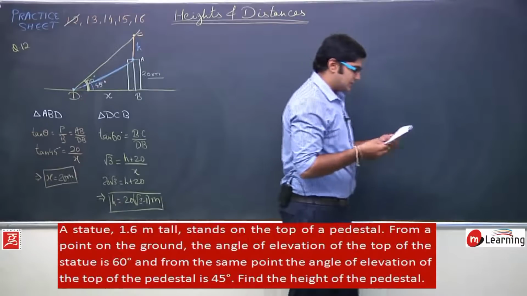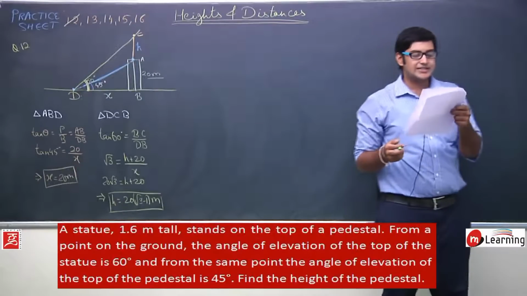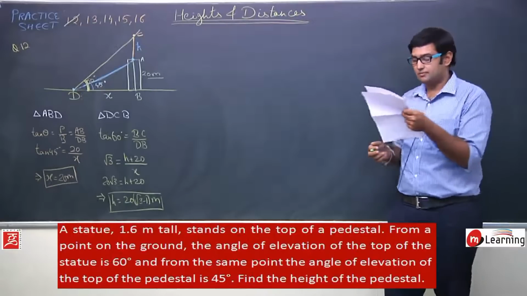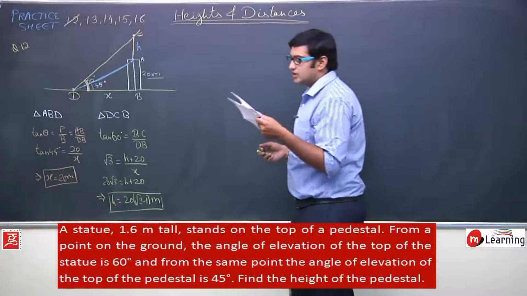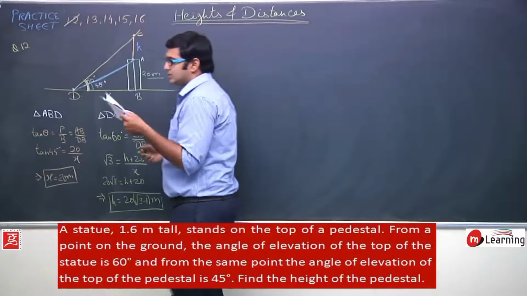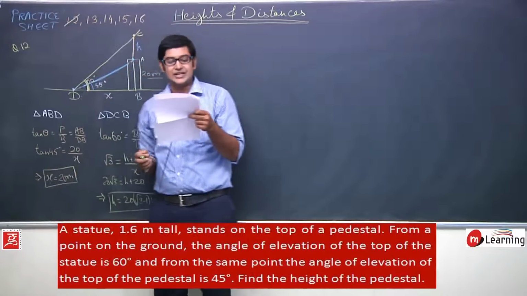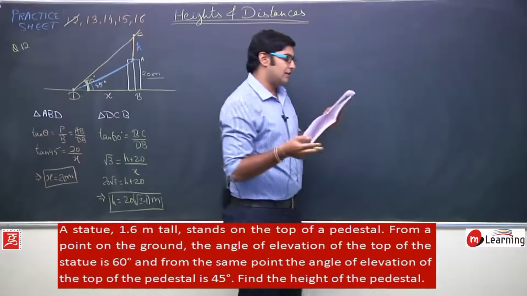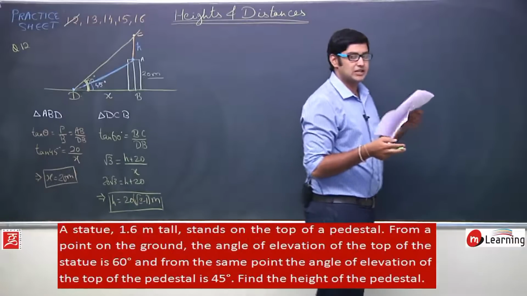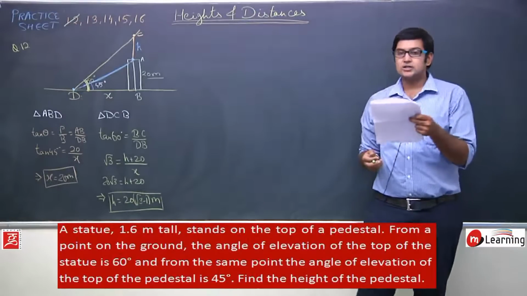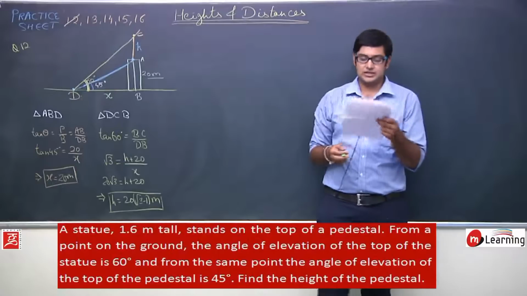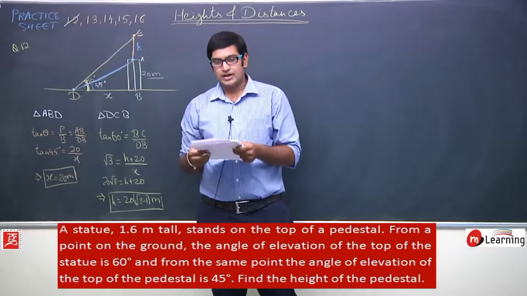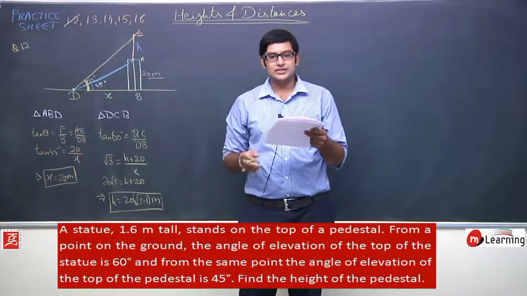Question number 13 says, a statue 1.6 meter tall stands on the top of a pedestal. From a point on the ground, the angle of elevation of the top of the statue is 60 degrees and from the same point on the ground, the angle of elevation of the top of the pedestal is 45 degrees. So find the height of the pedestal, okay. So the statue is given as 1.6 meter tall. It is standing on a pedestal. So what does this mean?